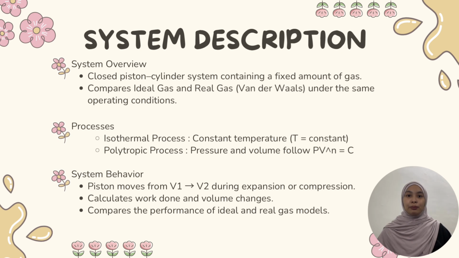Second, a polytropic process, which acts as a more realistic laboratory model where pressure and volume shift according to the expression PV^n equals C. In both scenarios, as the piston moves dynamically between an initial volume and final volume, the boundaries shift. The program tracks this behavior to calculate the exact amount of work done or required, allowing for a direct side-by-side performance check of both models under identical operating constraints.